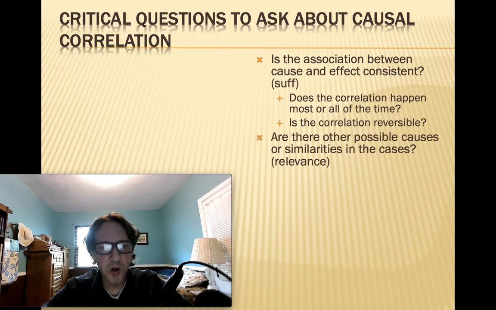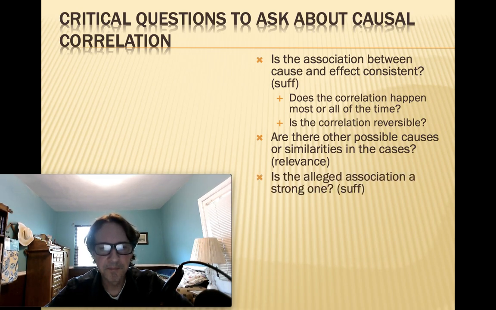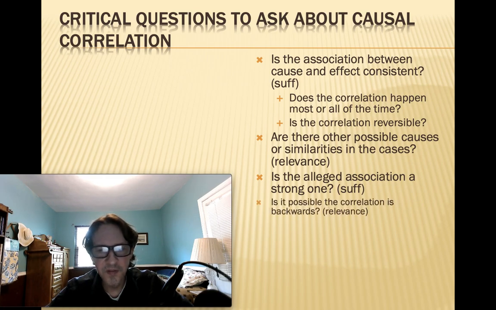Are there other possible causes or similarities in the cases? For instance, maybe the economy was rising at the same time, and that's why crime went down. Or maybe education levels were going up, and that's why crime went down. Also, another question of sufficiency, is the association a strong one? That is, does it always happen? Is that always the case, that these things happen?